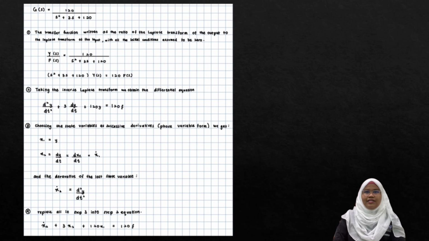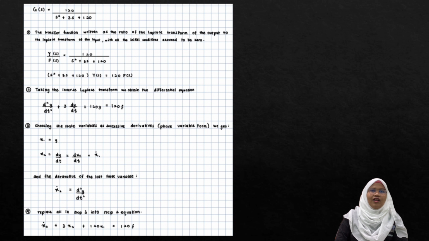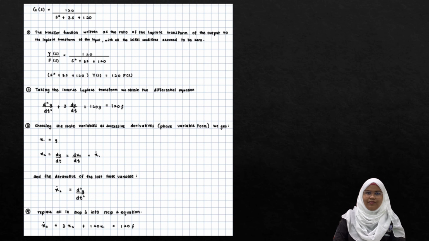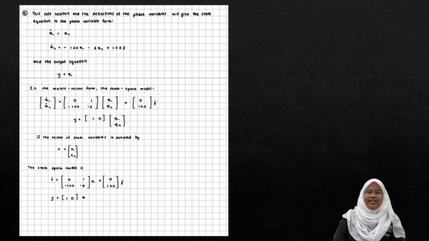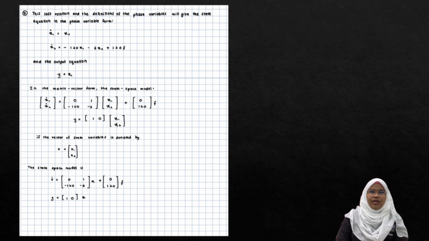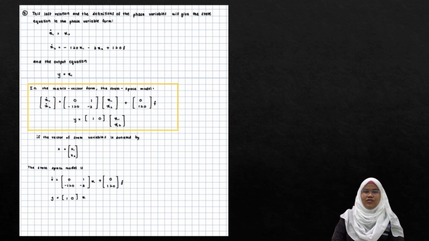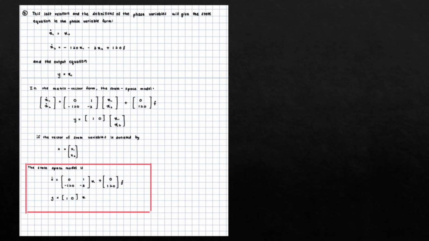Then, we obtain the differential equation by taking the inverse Laplace transform. After that, we choose the state variables as successive derivatives. All the above definitions are now replaced into this equation. From the last relation and the definition of the phase variables, we get the state equation in the phase variable form and also the output equation. This is the state space model in matrix-vector form. So, this is the state space we obtain.